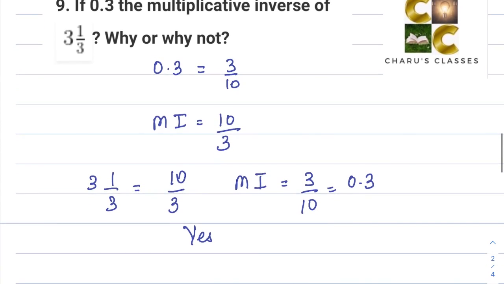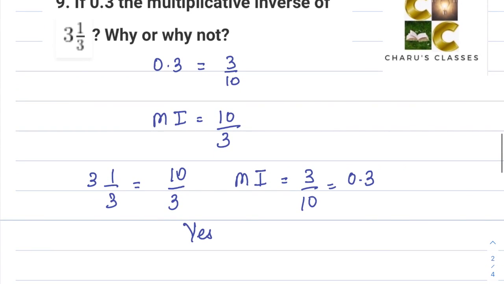If we have to answer why it is so, because you know that 10 by 3, if you multiply it with 3 by 10, you are going to get 1 as the answer. If we multiply any number with its multiplicative inverse, we should always get 1.